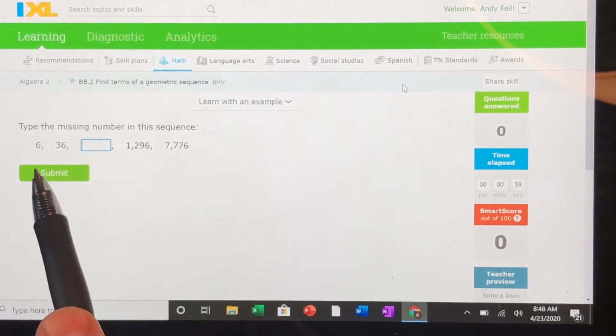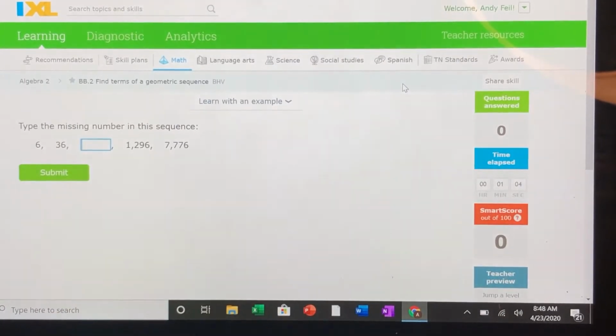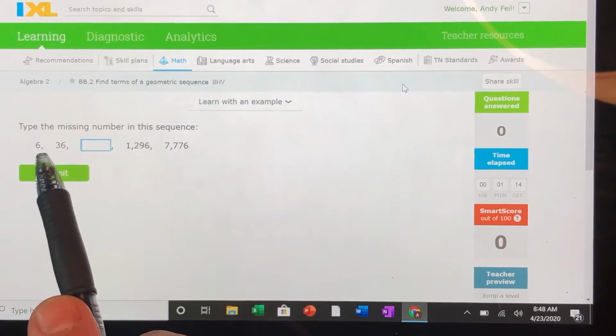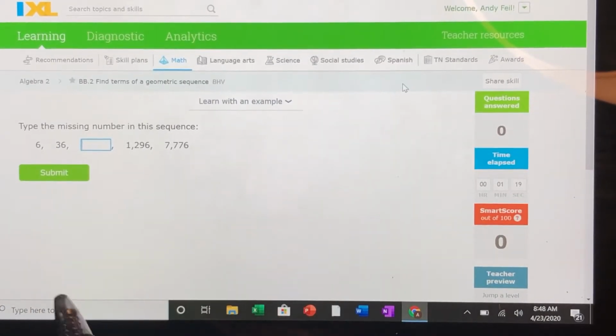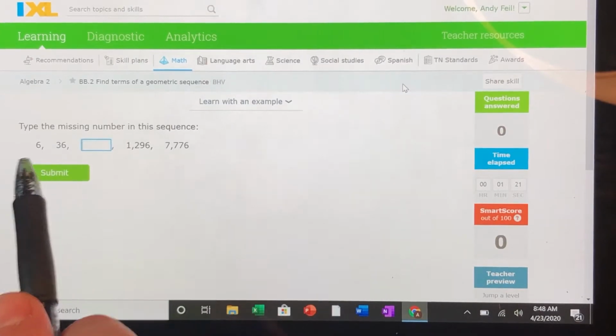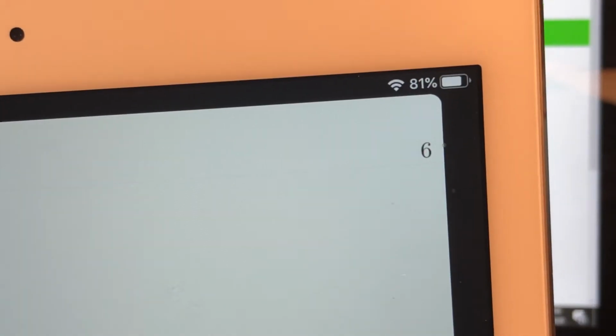So take a look at this one. 6 times what is 36? Yeah, 6. So that is the common ratio. With an arithmetic sequence, it was a common difference. With a geometric sequence, it's a common ratio. So if you couldn't have figured out that 6 times 6 is 36, you could figure it out this way. Just take this number divided by this number. Okay, I have my calculator here. I'm going to take 36 divided by 6, and of course I get 6.